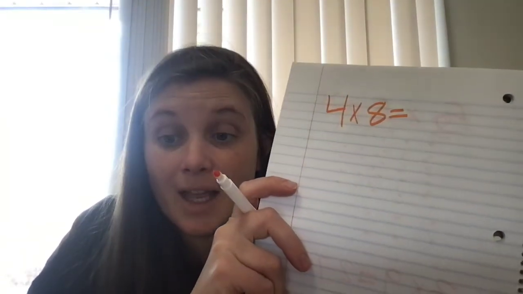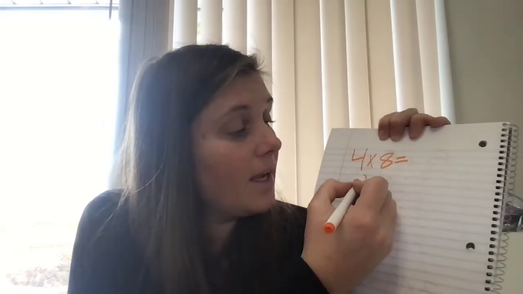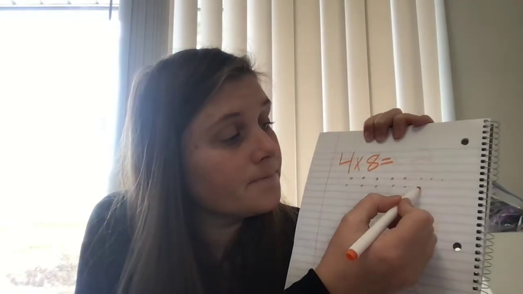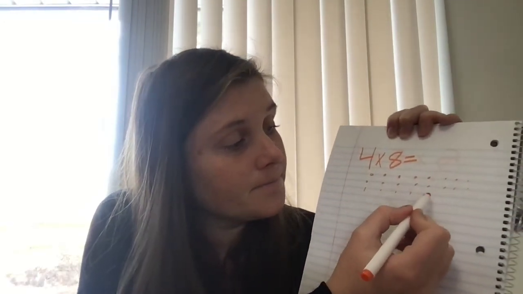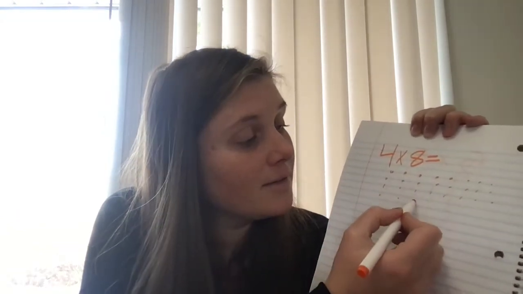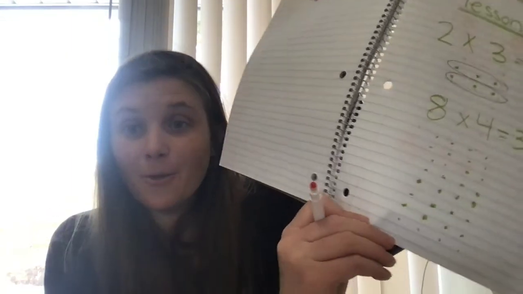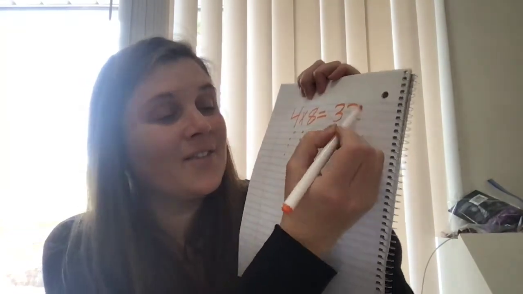Okay, I want you to try this one by yourself. Can you draw four groups or four times by eight? Pause me and draw it. Okay, four groups of eight. So here's my first group of eight. Here's my second group of eight. Here's my third group of eight. And here's my fourth group of eight. There we go. Four times eight. Do you remember back on our other one? We did eight times four. And this is four times eight equals 32, right? Good.